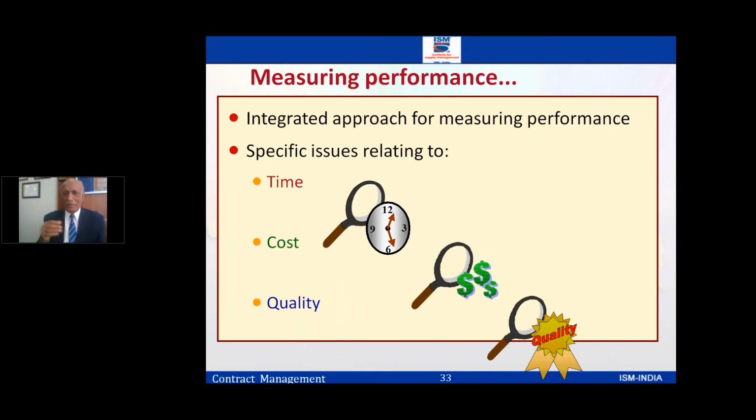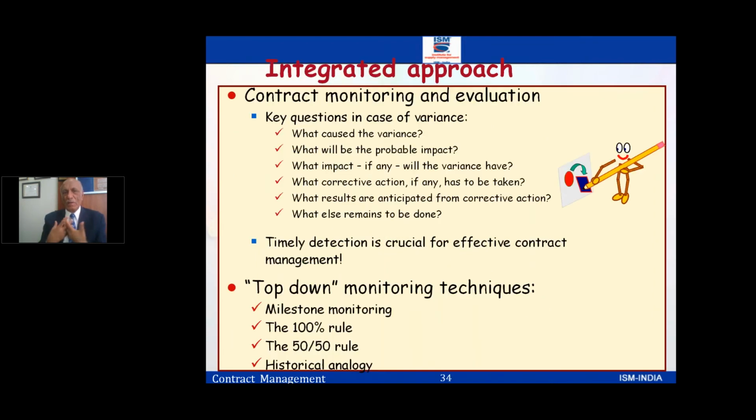So the issues, as we said, are time, cost, quality. Now the integrated approach is the key question in the case of variance. What caused the variance? I placed the order for 75 pieces, but later I suddenly get a request from the sales office: guys, we're not going to sell this one. Then I tell my supplier, can you cut down the numbers? So that might have caused the variance.